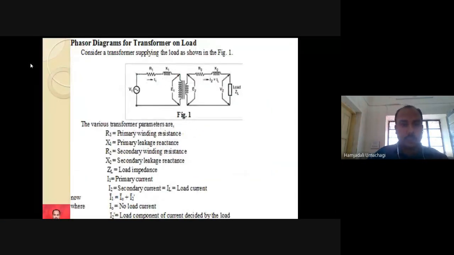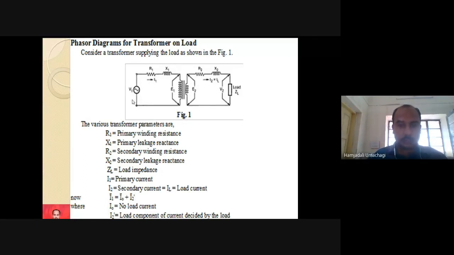So now we are on the phasor diagram for practical transformer on load condition. This is one of the important questions that will be repeatedly asked every year. So here you are going to study the phasor diagram, right? First, the important thing is you need to draw the circuit diagram of the practical transformer. So you draw the circuit diagram and show all the electrical elements here.